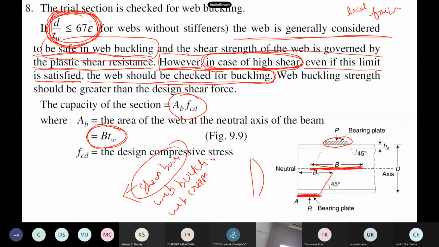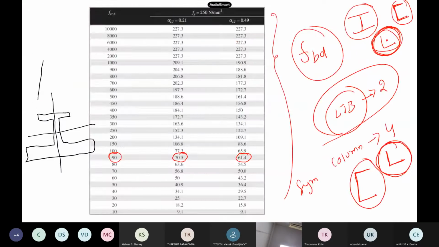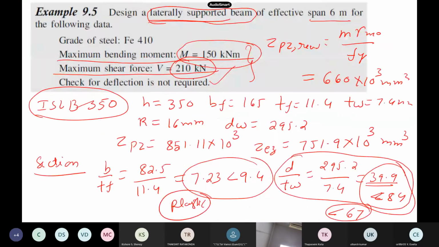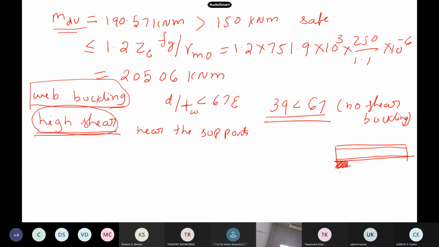Now what is the width of the bearing plate? This has to be assumed, the bearing plate width or bearing length, whatever you call it. So how much should the bearing plate width be? They don't mention it in the problems, but from practice we take a value. If you want to increase the buckling strength, what should you do?